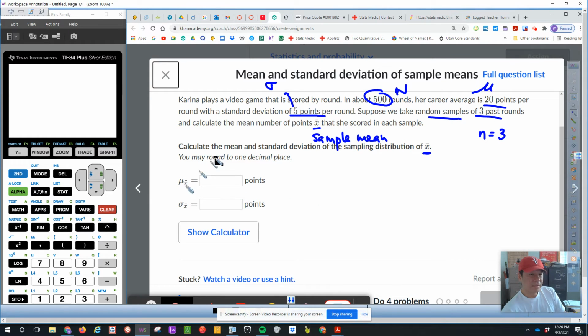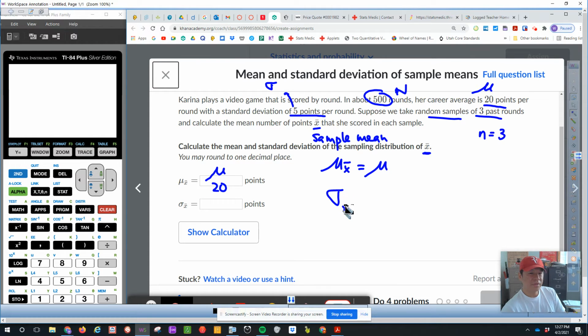So here, what is the mean of the sampling distribution of x bar? This mean is usually the same as your population mean. So here, what's your population mean? It's 20 points per round. But what is the standard deviation of the sampling distribution? The formula for that. Let me write out the mean first. The mean of the sampling distribution is the population mean.